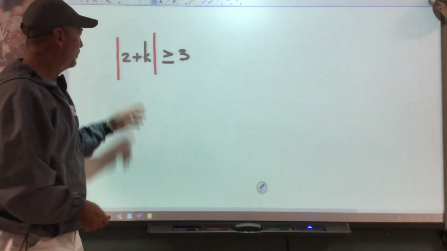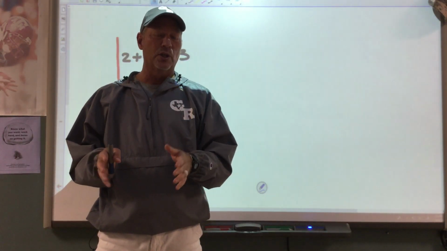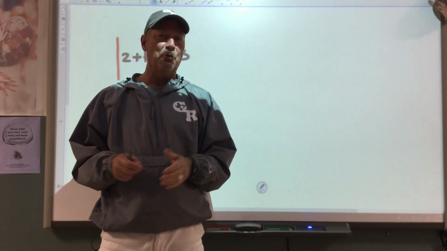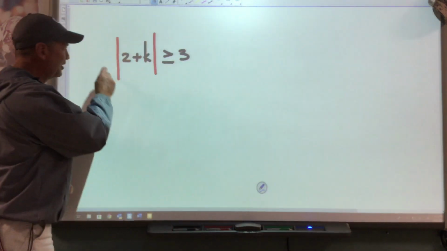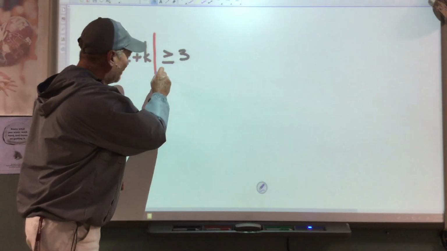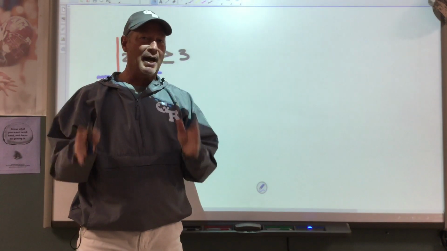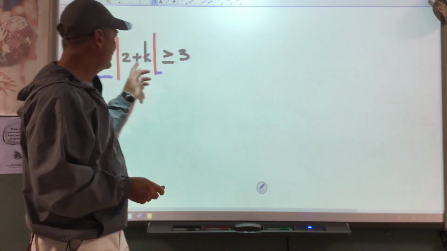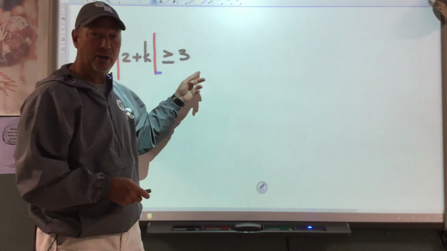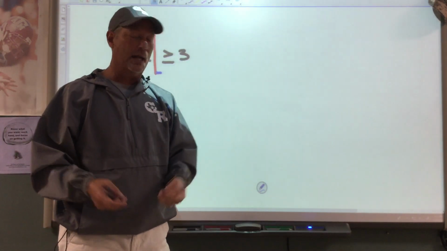So we have our problem. Remember how we solved an absolute value equation? We needed to get the absolute value by itself. Is there anything in the front? No. Is there anything behind it? No. So my absolute value is by itself. It says it's going to be bigger than a positive 3. So this is a workable problem.